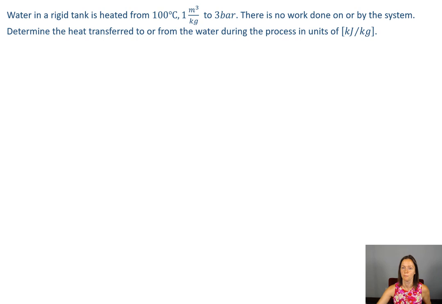Let's work a problem. So we've got water in a rigid tank, and it's heated up from some temperature and specific volume to 3 bar. No work done on the system. Determine the heat transferred to or from the water during the process in units of kilojoules per kilogram.